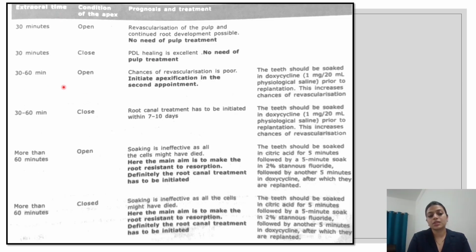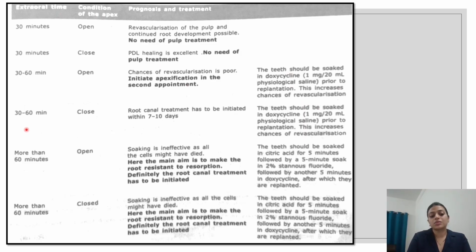If it is 30 to 60 minutes in an open apex tooth, then the chances of revascularization become very less. So we have to initiate apexification in the second appointment. Here the teeth are soaked in 1% doxycycline, like I told, prior to replantation, because that increases the chances of revascularization. This is an important question. It has been asked many times why doxycycline is used. So that increases the chances of revascularization.